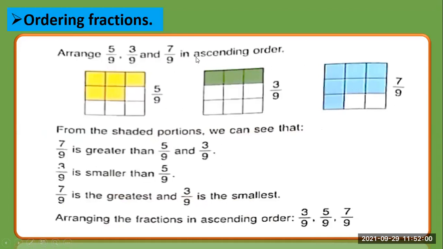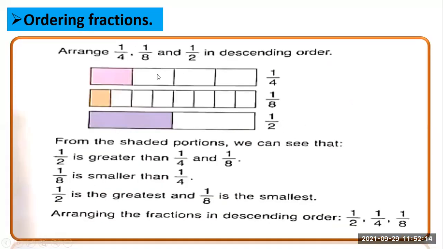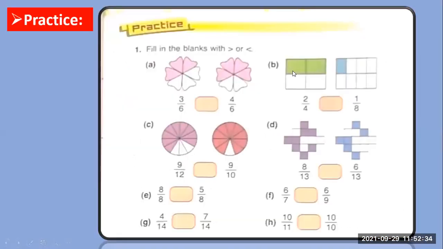ascending order. Okay, ascending starts from the smallest to the greatest. Okay, greatest to, or smallest to greatest. That's called ascending order. In descending order, we start from the greatest to the smallest. So as in this diagram, you can see here that 1 over 2 is the greatest and 1 over 8 is the smallest fraction. So we write this way as 1/2 and then 1/4 and then 1/8 in descending order.